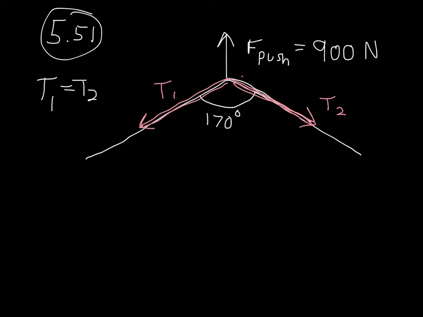So maybe split T1 and T2 into triangles, X and Y? Oh yeah, let's split things up into components. Anytime you have something at an angle, what do you do with it? Break it into X and Y. How many times have I said that? I have lost count. Okay, how do you want me to break it up? Down and over, opposite F push. Down and over? Sure.